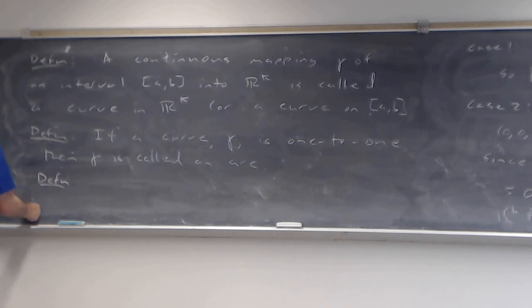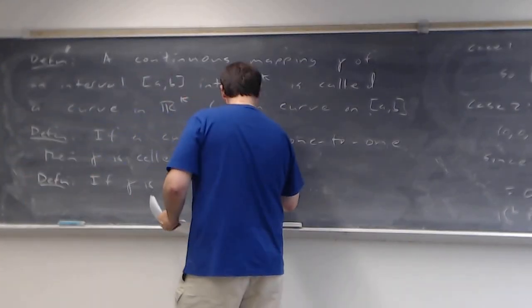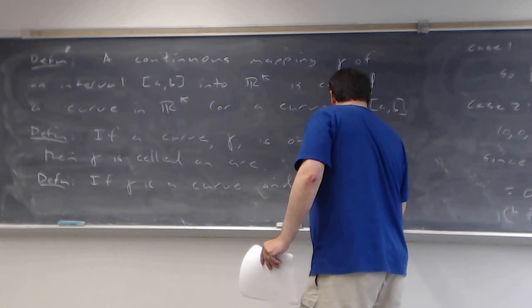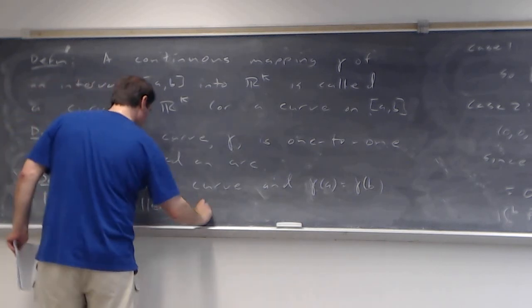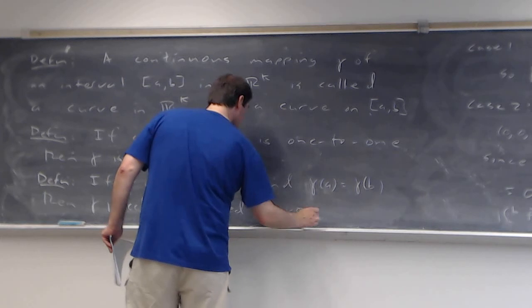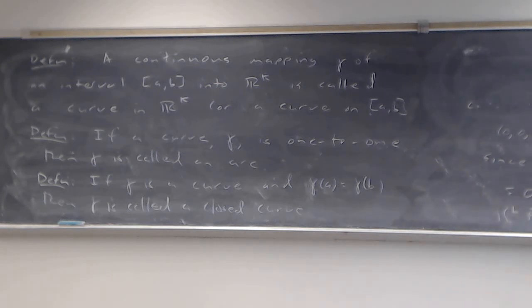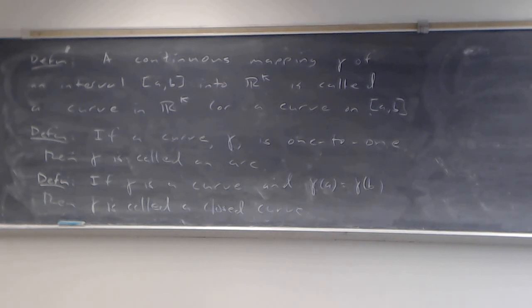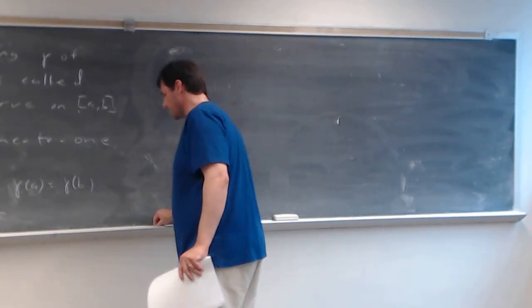Here's another definition. If gamma is a curve and gamma of a equals gamma of b, then gamma is called a closed curve. A few more definitions will come.